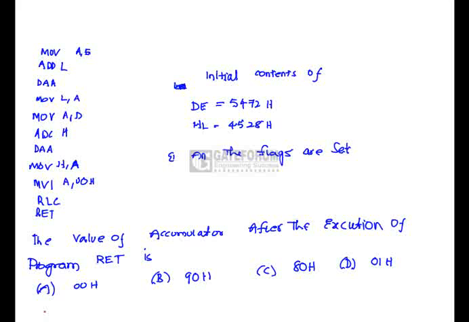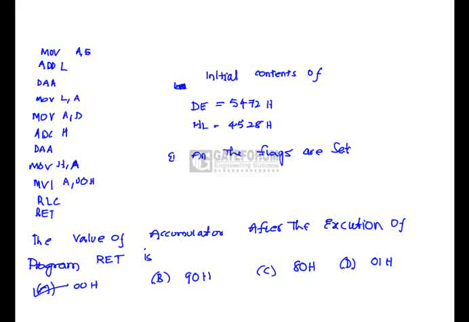Here, in the first case, what we are trying to do is perform HL addition, and then DE addition. After complete addition we have MVI. Before executing the RET instruction we are loading A with 00. So the accumulator must contain 00 after execution of the RET instruction. So the data is not going to be affected after the RET instruction. So option A is correct.